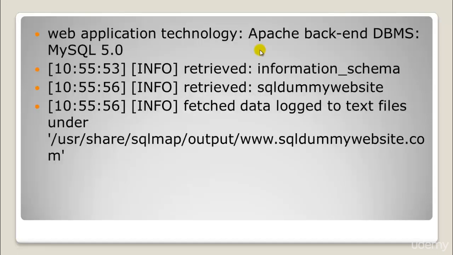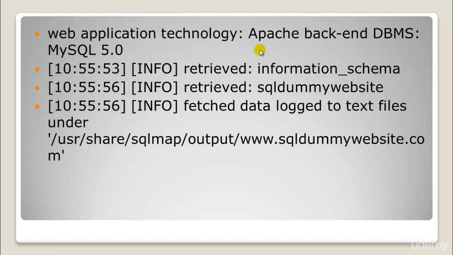These are the things you will see when you run that. Apache backend database MySQL 5.0. Retrieved information schema, retrieved SQL dummy website, fetched data logged to text under user share sqlmap output, www.xyz.com or the SQL dummy website.com. This means that it has a Linux or a Unix system. So now we have two databases that we can look into. Information schema is a standard database for almost every MySQL database, so we don't need to worry about it. Our interest over here would be on the SQL dummy website database.